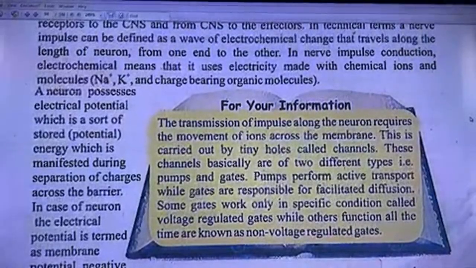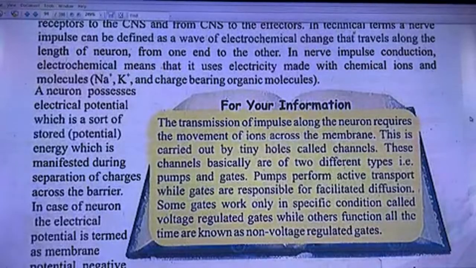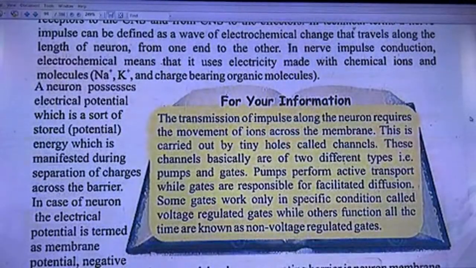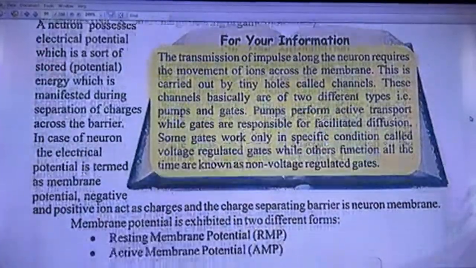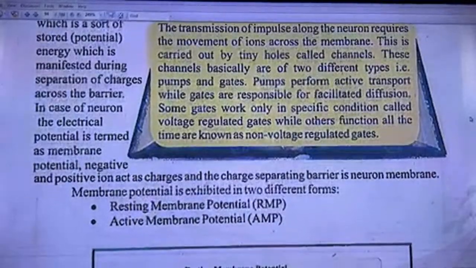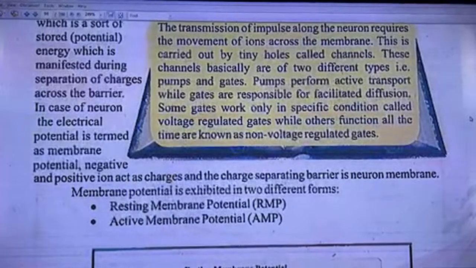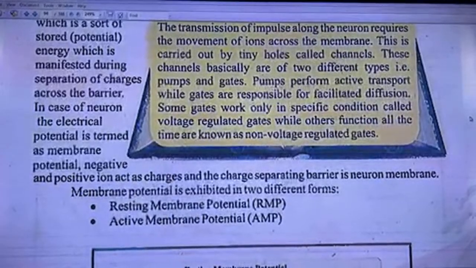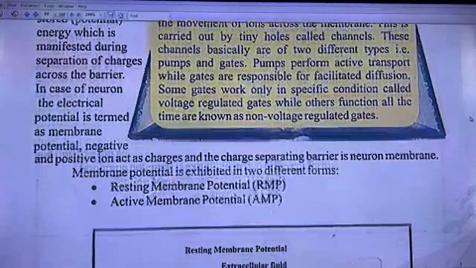Some gates work only in specific conditions and are called voltage regulated gates, while others function all the time and are known as non-voltage regulated gates. Negative and positive ions act as the charge separating barrier in the neuron membrane. Membrane potential is exhibited in two different forms: resting membrane potential and action membrane potential.